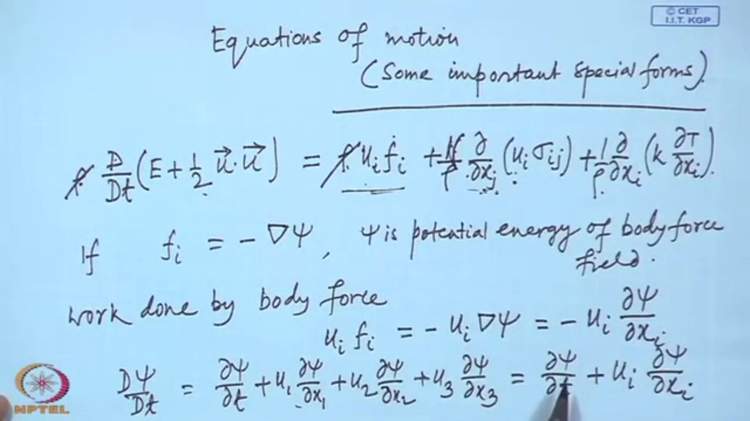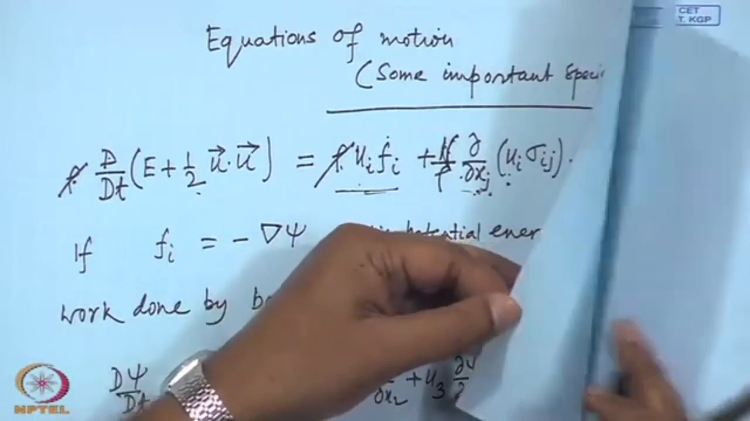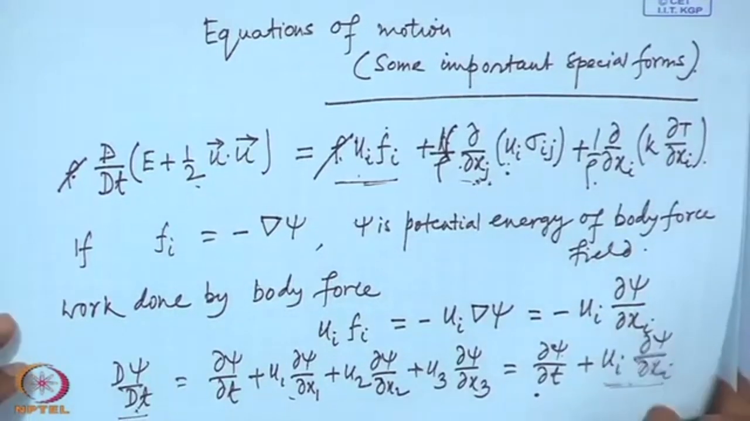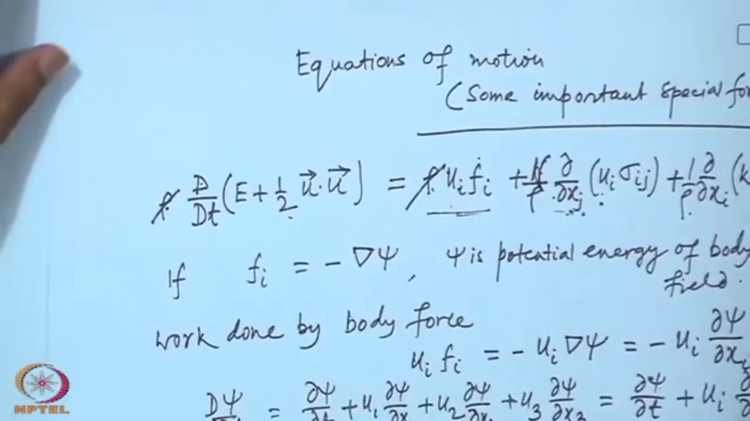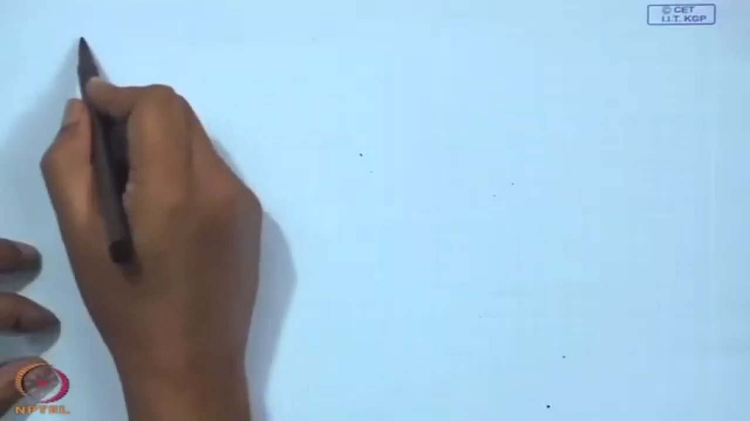Now, if we take it that this potential field is independent of time, that is, this function psi is independent of time, then this term is 0 and this itself becomes this. If psi is independent of t, then this d psi d t is same as this. And psi being independent of time is at least true for the most common body force, which is the gravitational force, which is independent of time. So, at least for the most common body force, this approximation is quite valid, that psi is independent of t.